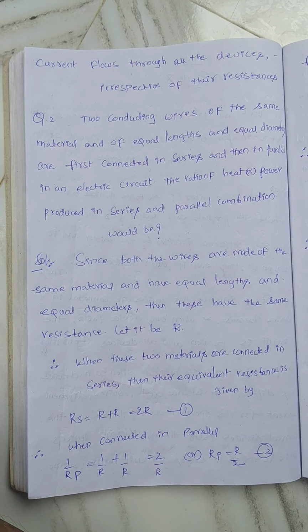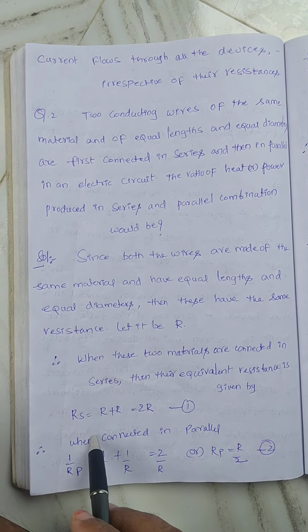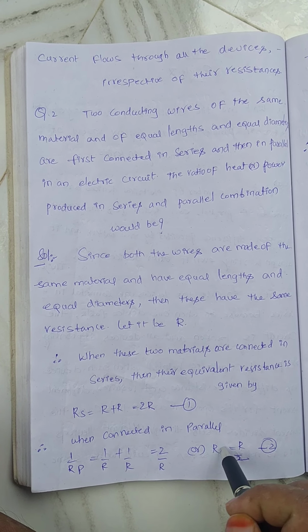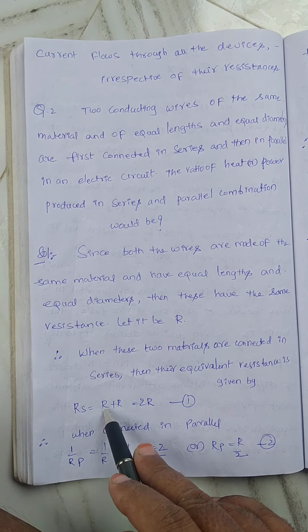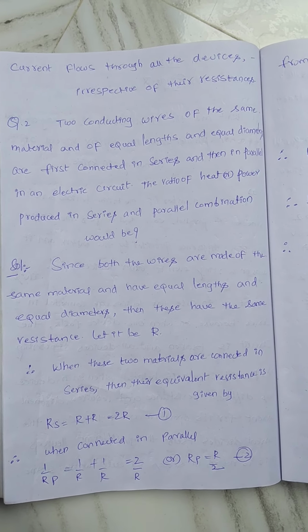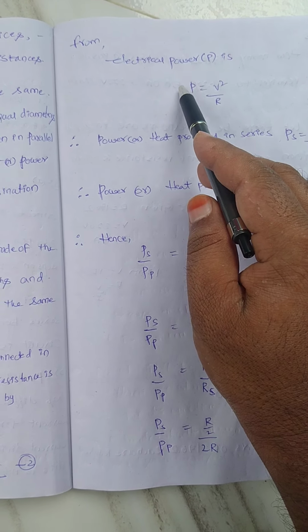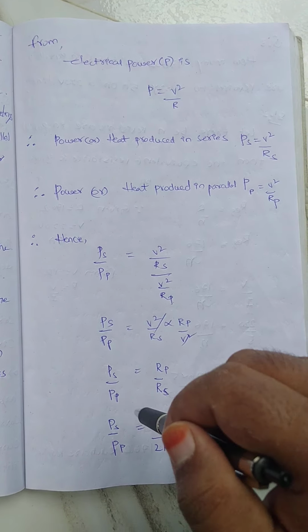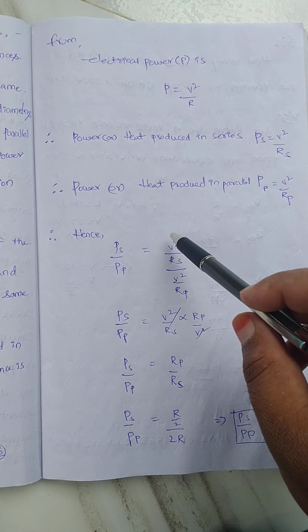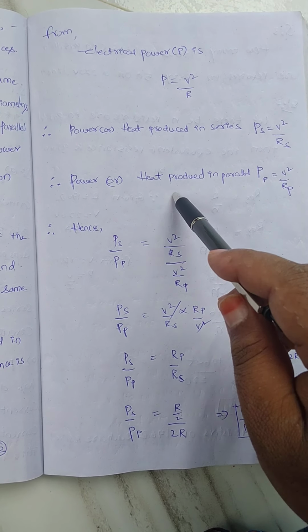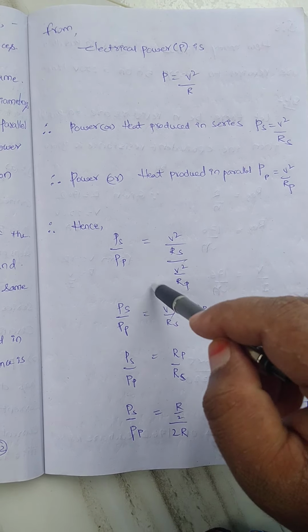When connected in parallel, 1 by Rp equals 1 by R plus 1 by R, which is 2 by R, so Rp equals R by 2. Here Rp is the resistance in parallel and Rs is the resistance in series. Now we can find the power or heat produced using the formula P equals V square by R. So power in series Ps equals V square by Rs, and power in parallel Pp equals V square by Rp.